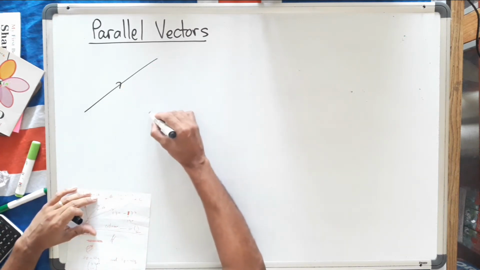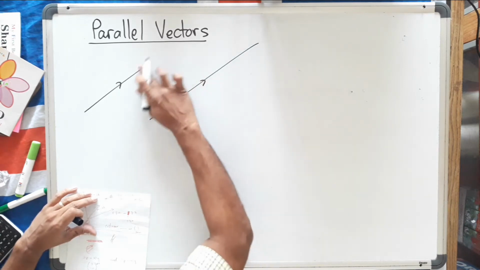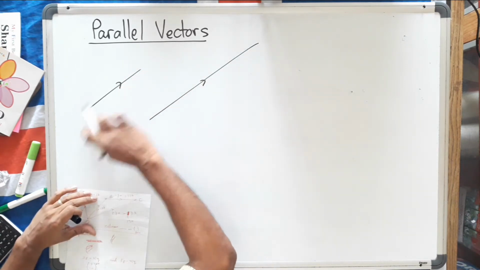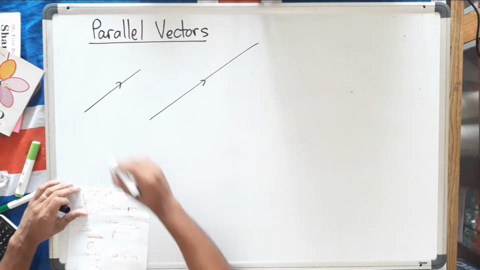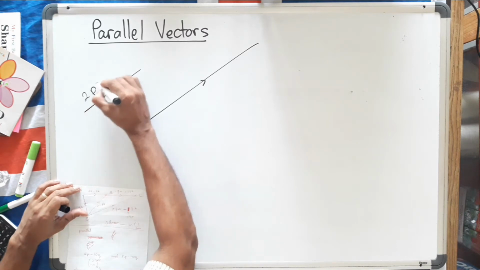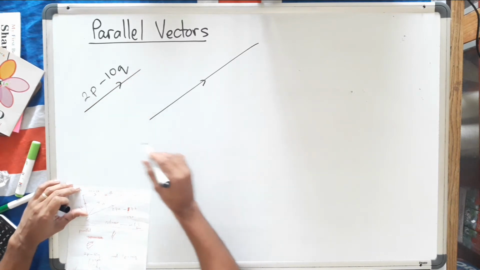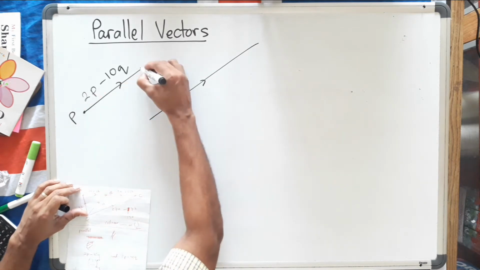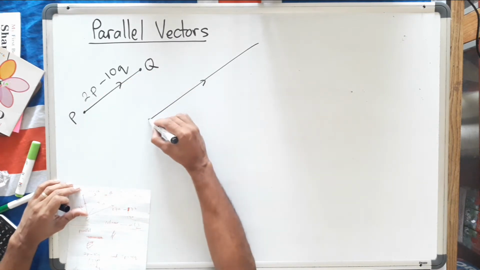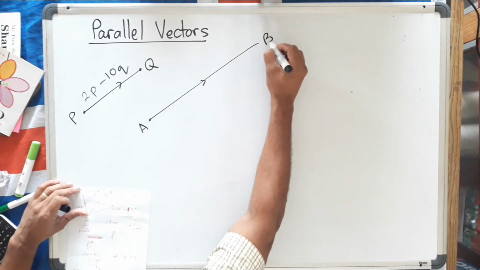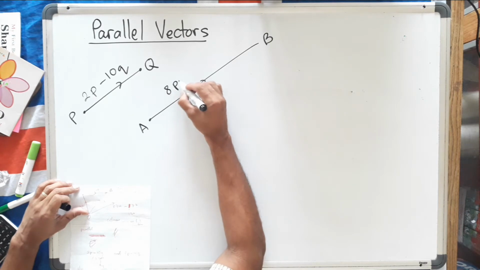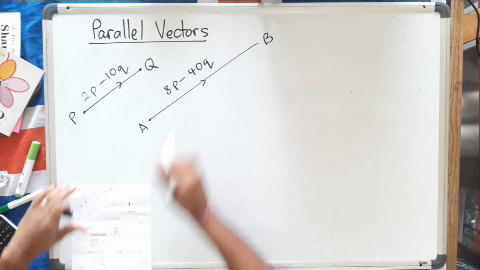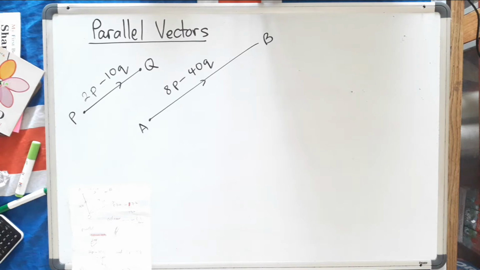Let's say that you have two vectors. Now, parallel vectors don't have to have the same length. They just have to be going the same direction. You notice one is short here and one is long. Let's say the value of this vector is 2p minus 10q. And I'm going to call this vector pq. Then I have another vector, ab, which is a little bit longer. And I am telling you the value of this vector is 4p minus 40q. And I want you to prove that these two vectors are parallel.